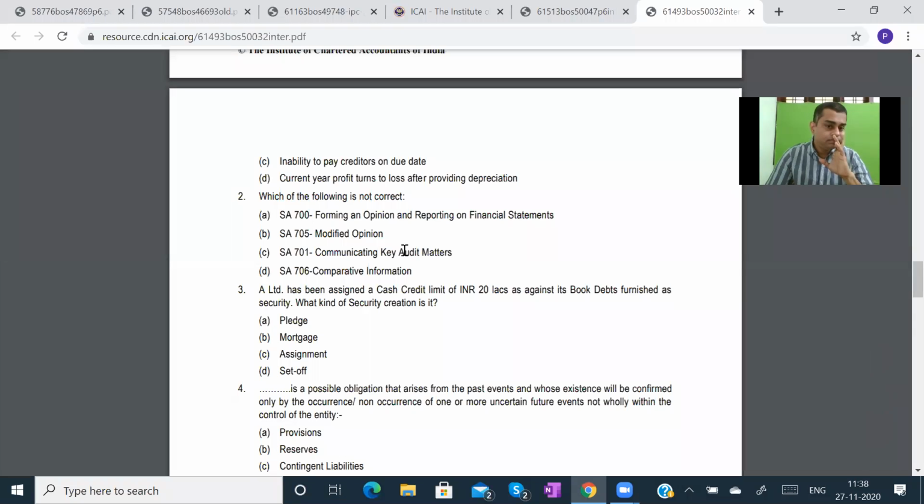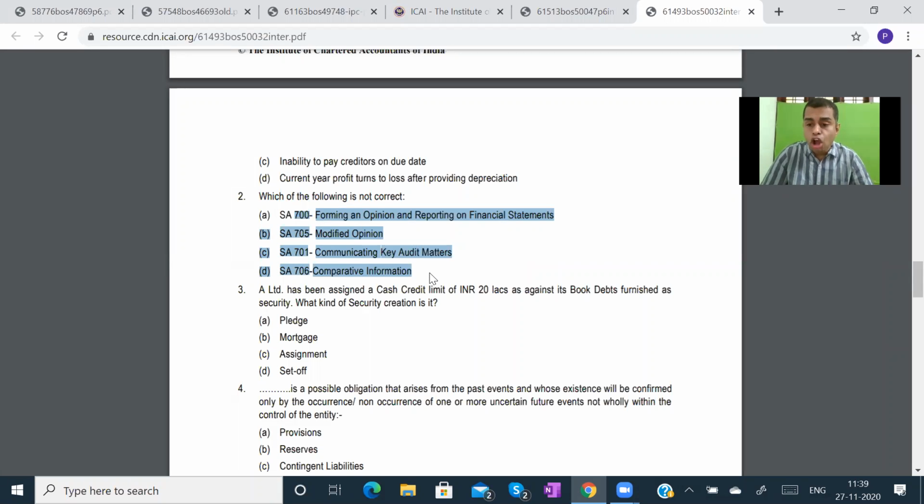Which of the following is not correct? Option A, SA 700, forming an opinion and reporting on the financial statement. Option B, SA 705, modified opinion. Option C, SA 701, communicating key audit matters. Option D, SA 706, comparative information. So tell me which is the wrong one. All of you type it in the chat box. A, B, C or D.